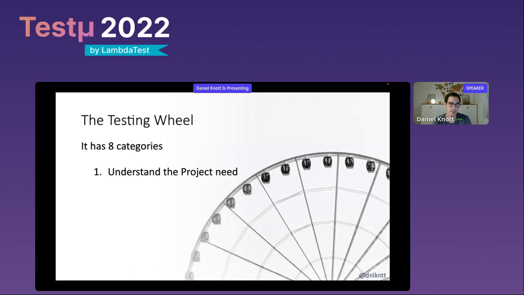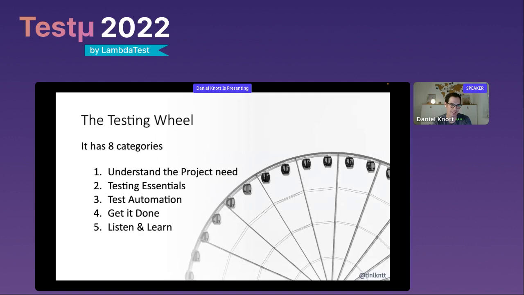Is everything clear on the project side? The second category I call testing essentials. I'll come to each category later. Don't be afraid. The third one is test automation. The fourth one is get it done. What's behind that topic, I'll explain in a second, just revealing all the categories.